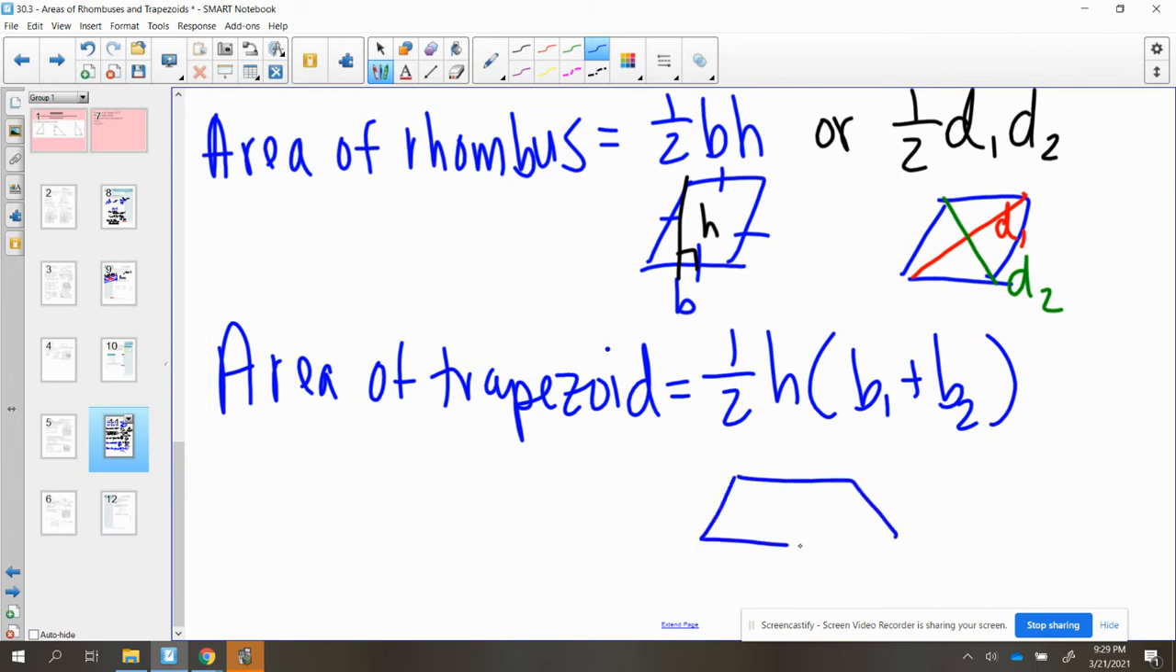So again, here's our trapezoid. Height is where it's perpendicular, and then base 1 and base 2. Doesn't matter which one you call base 1 or base 2. Make sure you get these written down.